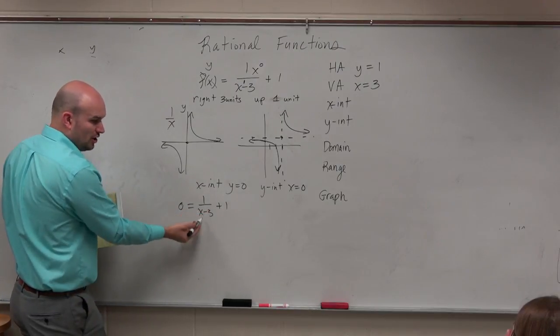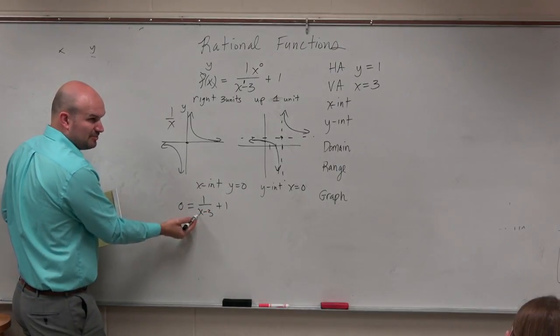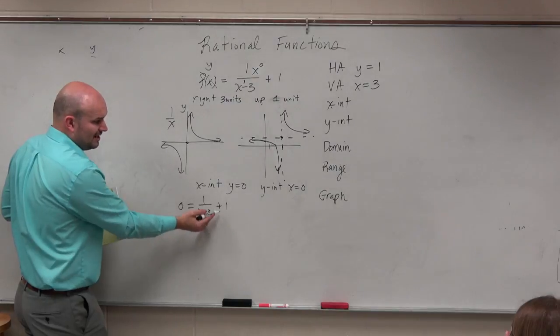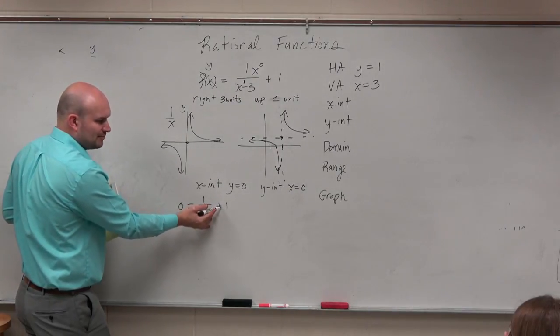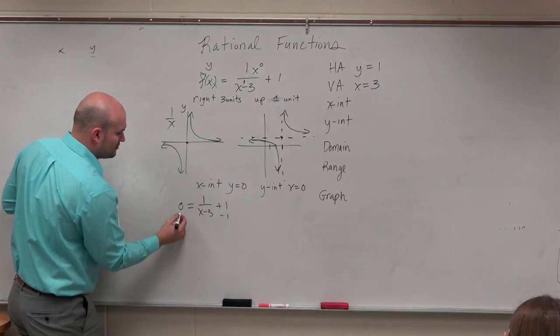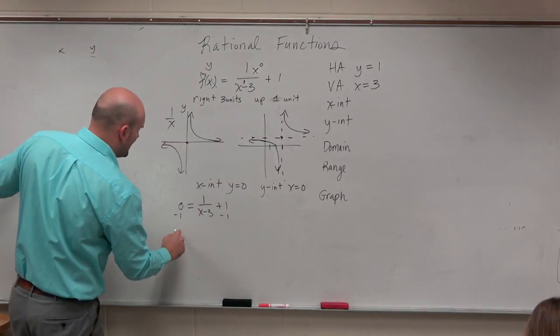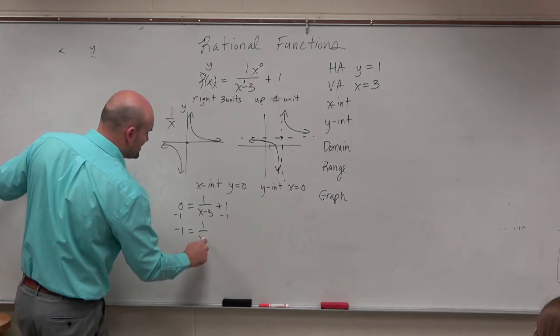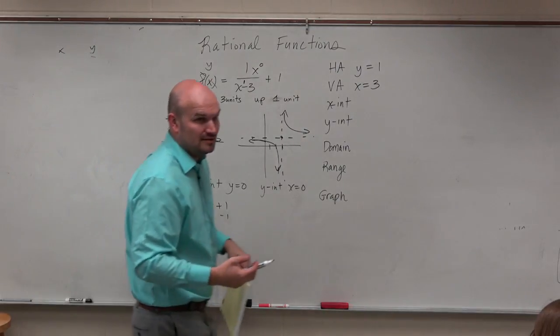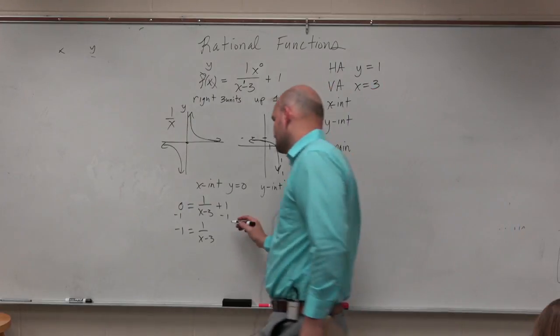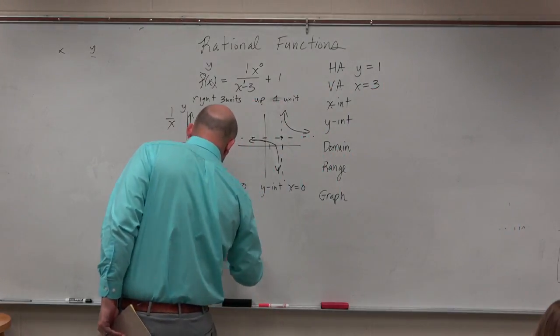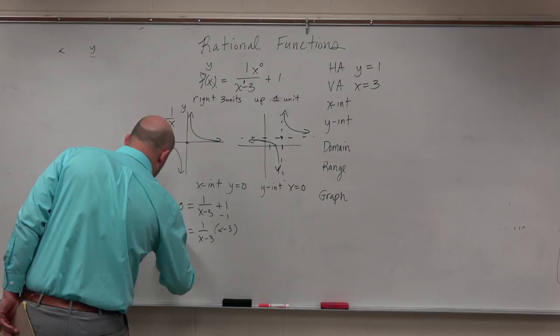Now to solve for x, I have to get x off the denominator. But I don't want to multiply, because then I have to multiply this 1 times x minus 3, and that's just a little bit more added work. So what I can do is subtract 1 on both sides. So now I have negative 1 equals 1 over x minus 3. Now I can get rid of the x minus 3 by multiplication, so I'll multiply by an x minus 3 on the top and bottom.